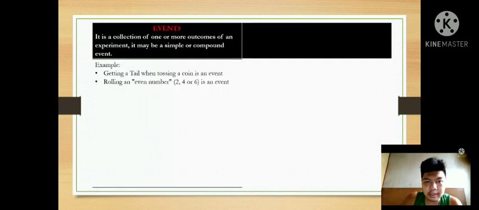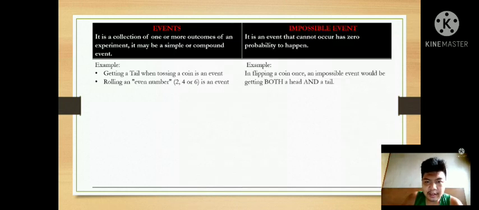Third, the event. It is a collection of one or more outcomes of an experiment. It may be a simple or compound event. Example, getting a tail when tossing a coin is an event. Rolling an even number, 2, 6, or 4, is an event. Fourth, impossible event. It is an event that cannot occur, it has zero probability of happening. Example, in flipping a coin once, an impossible event could be getting both a head and a tail.